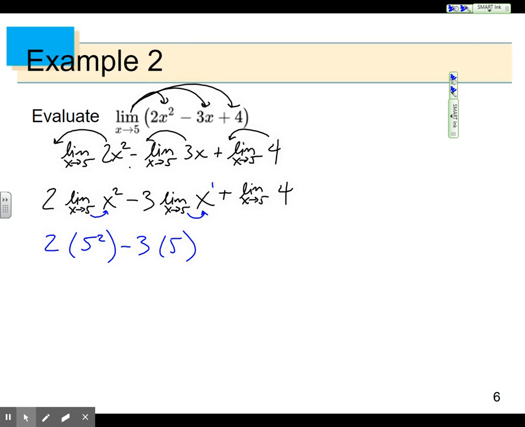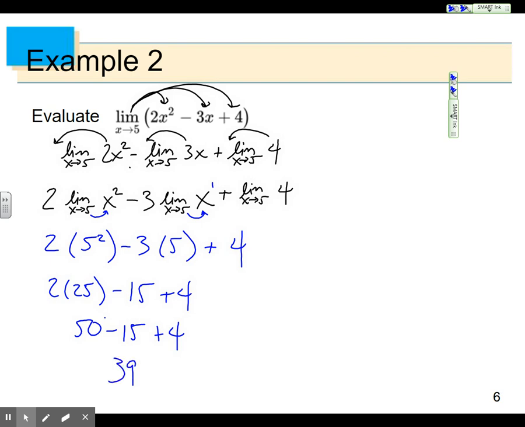And finally, limit law number 7 said if I'm taking the limit of a constant, the answer is just going to be that constant every time. Please remember that. That idea is not going to go away anytime soon. So this gives me 2 times 25 minus 15 plus 4. That's 75 minus 15 plus 4. What happened? You guys just wanted me to redo the whole video. 50 minus 15 plus 4. And so I get a 39 right there.